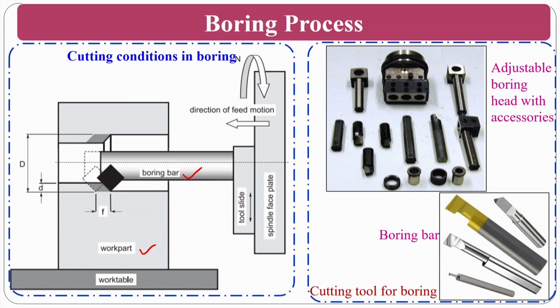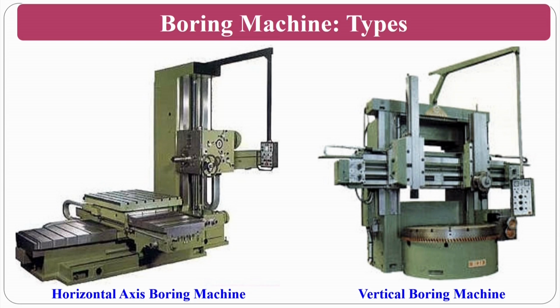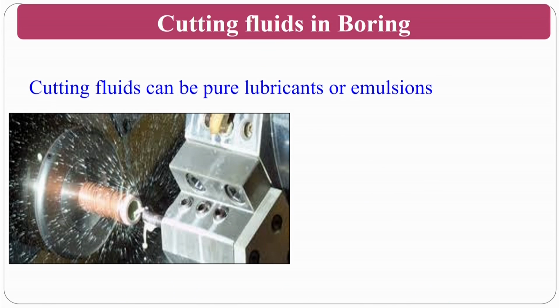Commercially available boring bars are there, you can use these to make the bore. So boring machine types, normally there are two varieties, one is horizontal boring and another one is vertical boring. So you can use horizontal also or vertical also. Okay, this is about the two.